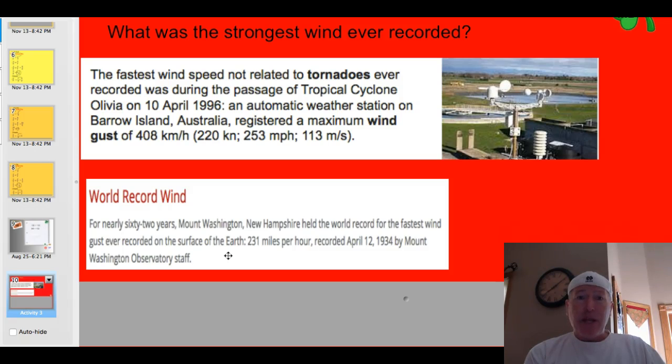And this is a pretty impelling story. If you look up Mount Washington record wind or fastest wind, you'll see how the observatory staff was out there trying to get this anemometer, I believe it's called, set up so that they could check the wind. And it was just crazy. It was a super hurricane, they called it. Anyway, if you're interested in that kind of stuff, you could look it up.